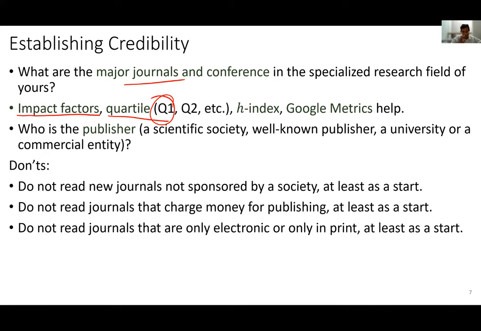So if it is a Q1 journal, it's a great journal. From the H index, you can judge things. H index and the Google metrics can help. These are tools that you can use to judge whether a publication is good or not. So to estimate the reputation of a researcher or of a research group, you can use the credentials of the publications that these people have.